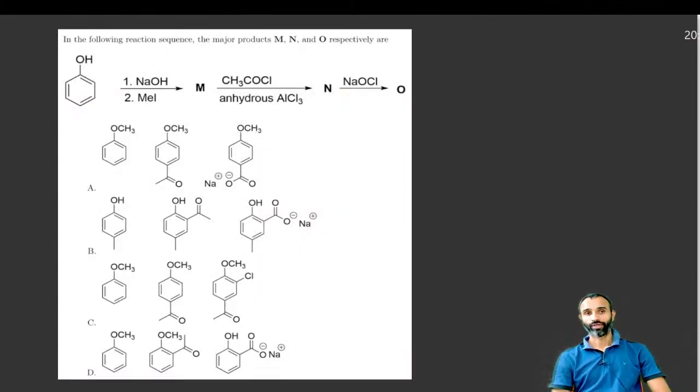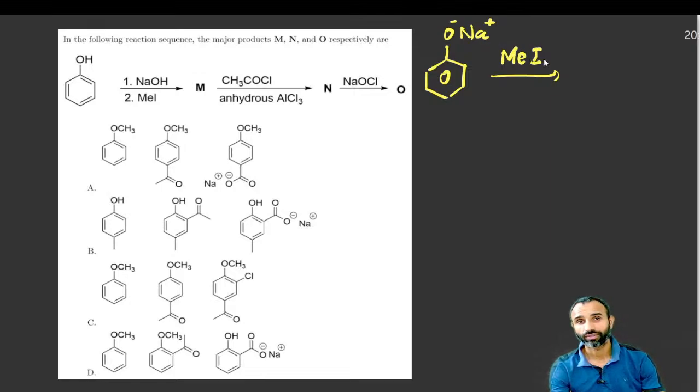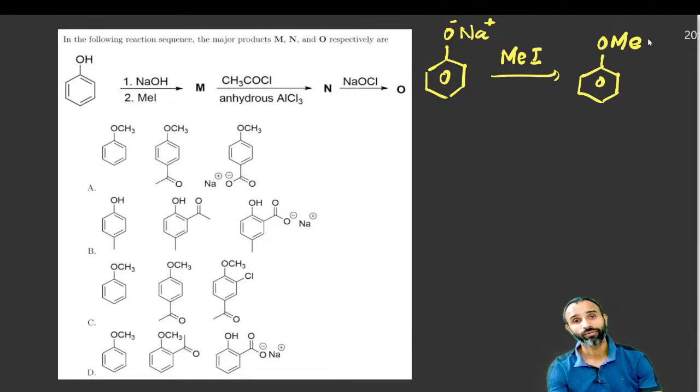Okay. Now this question, first of all we have phenol. Phenol can react with sodium hydroxide, and this accounts for acidic nature of phenol. So we get sodium phenoxide, and then with methyl iodide, this is Williamson's ether synthesis. Yes. So we get anisole, methoxybenzene.